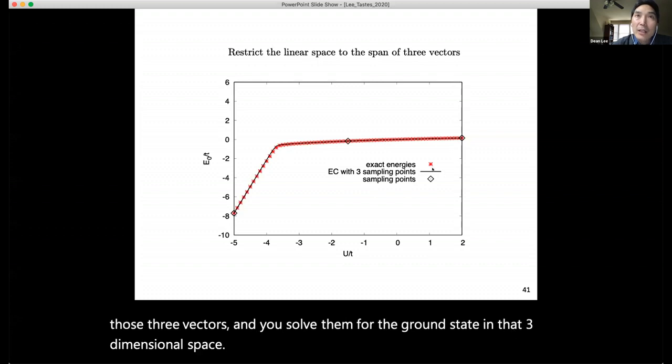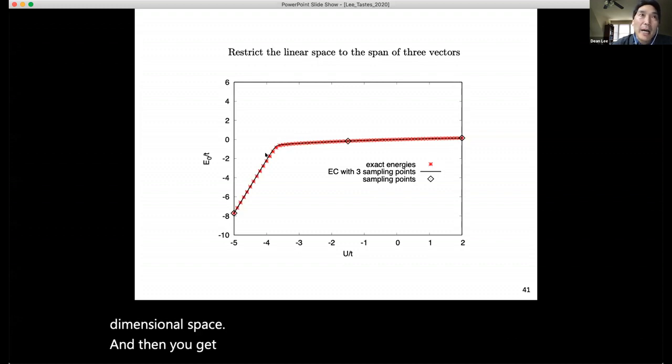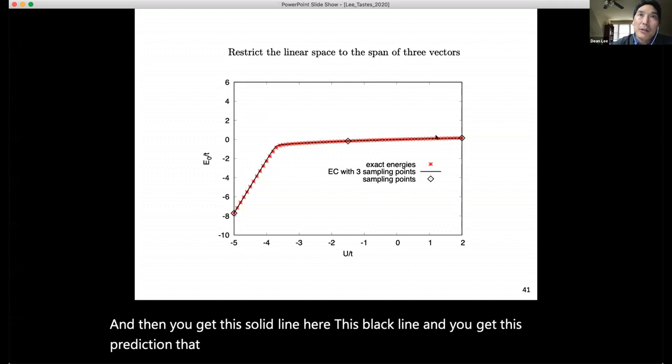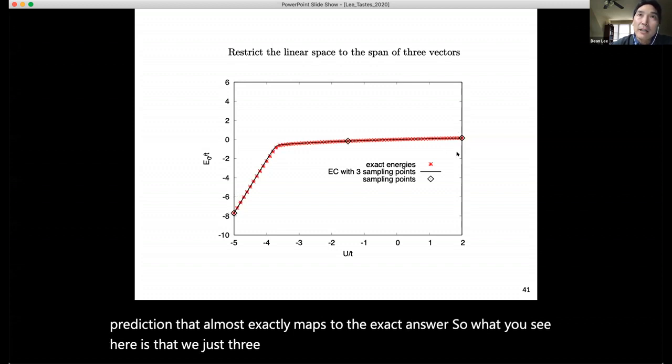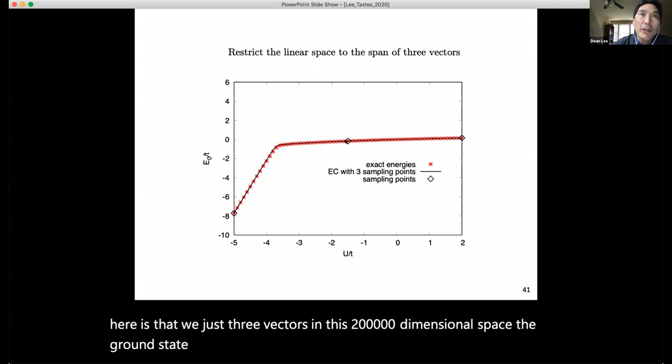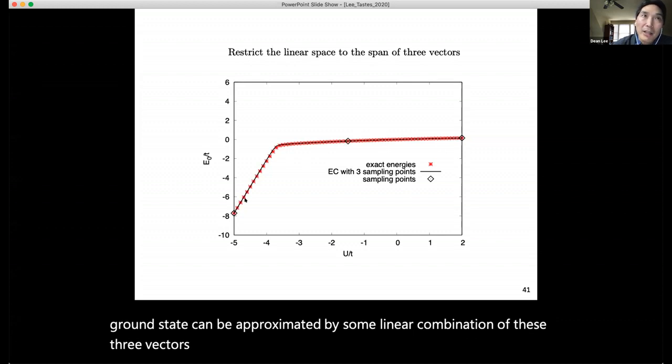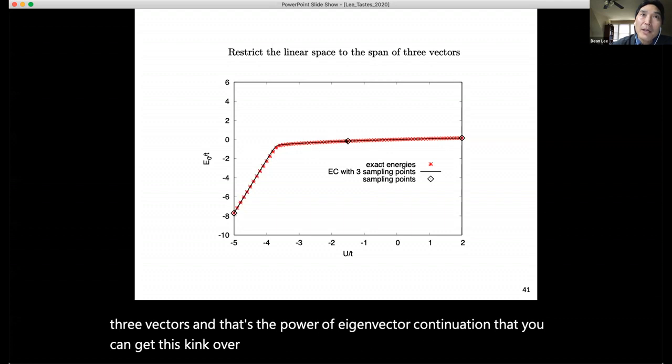And then you get this solid black line here, and you get a prediction that almost exactly maps to the exact answer. So what you see here is that with just three vectors in this 200,000 dimensional space, the ground state can be approximated by some linear combination of these three vectors. And that's the power of eigenvector continuation, that you can get this kink over here described in terms of just three vectors.